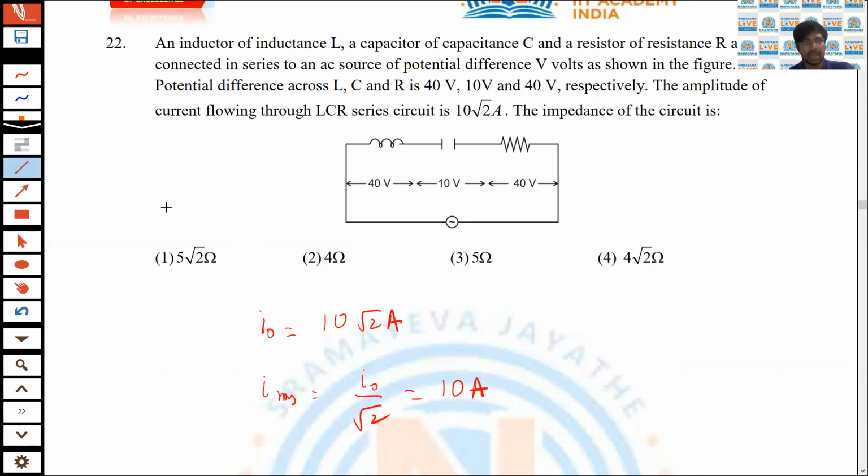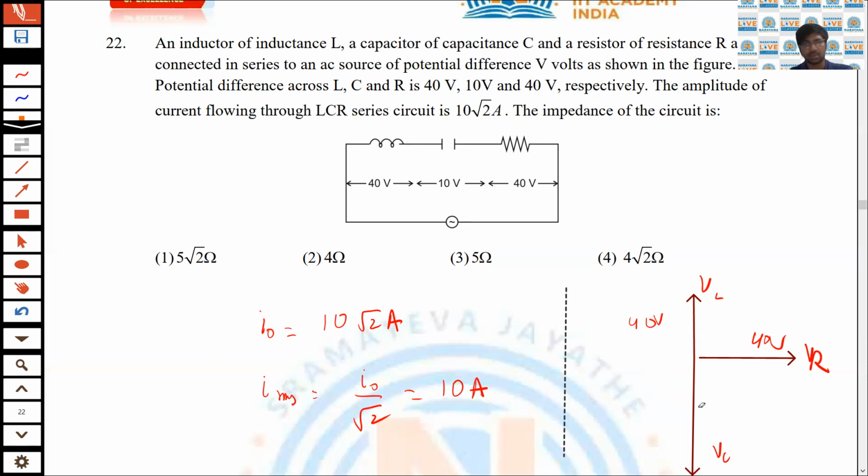All right. Now we know that the phasor diagram for VR is like this, VL is like this, and VC is like this. So this is 40 volts. Now this is 40 volts, and this is 10 volts. All right.